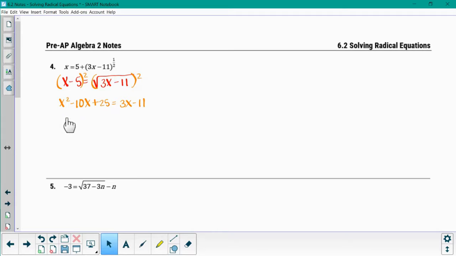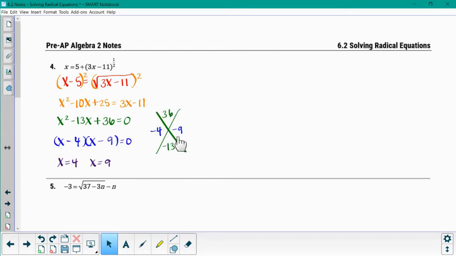So again, going to move into factoring, and I'm trying to find something that multiplies to be +36, adds to be -13, which is going to give me, let's see, -9 and -4. A is equal to 1, so I'm going to use the shortcut, x equals 4, x equals 9. Going to plug both of these into my original equation.